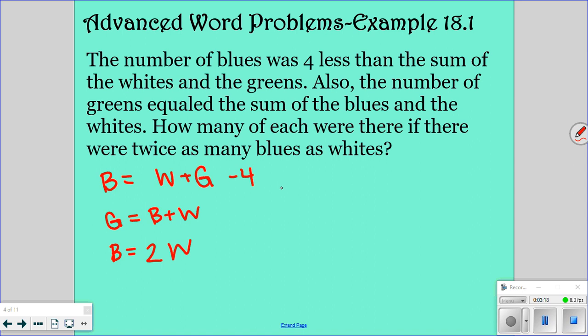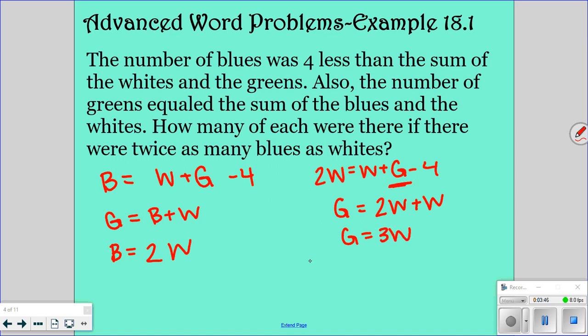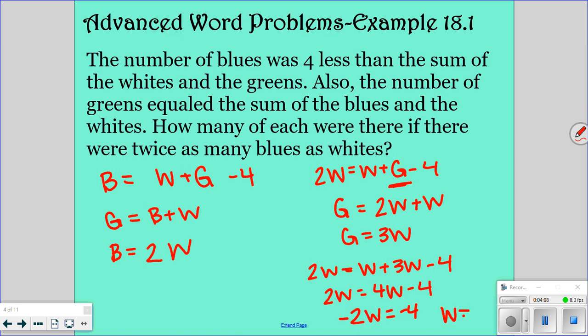Okay, so now we're going to plug in this B equals 2W into the top 2 equations. So B is going to become 2W, and then G equals, instead of B, we're going to have 2W plus W. So the one that'll simplify is this bottom one, and it'll become G equals 3W, which we can plug in right here. So we have 2W equals W plus 3W minus 4. So 2W equals 4W minus 4. And then if I subtract this 4W, I'll get negative 2W equals negative 4. So that means that we have 2 whites.